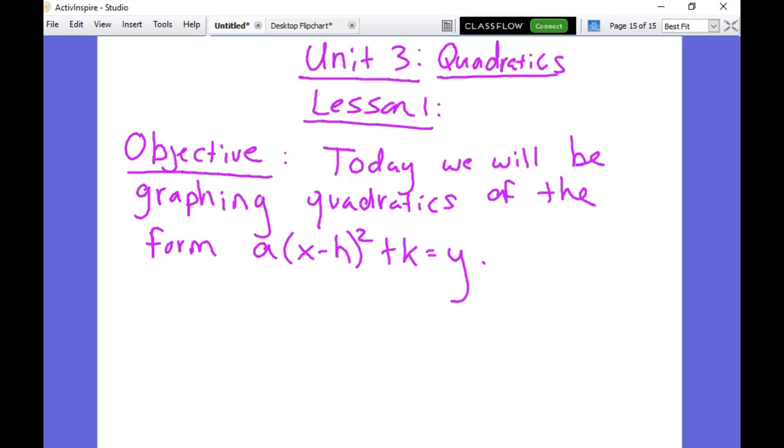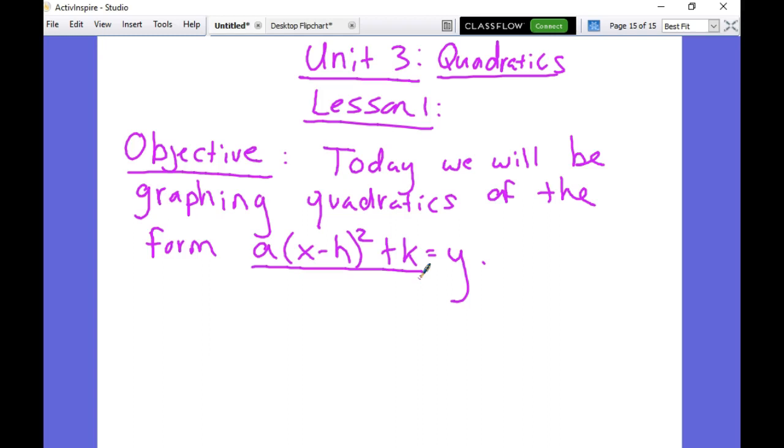So just so you guys know, in this chapter of quadratics, we're always focusing on quadratics that look like this. Quadratics have another form called standard form. We're going to focus on that in chapter 4, okay? And that's pretty much it. So today we're going to be graphing them when they look like this.